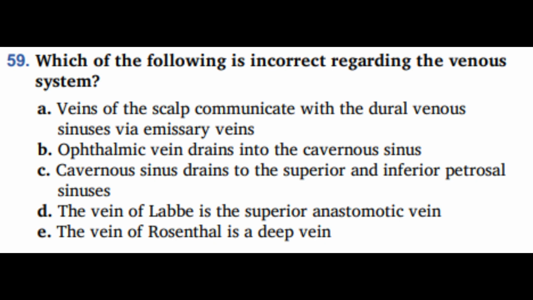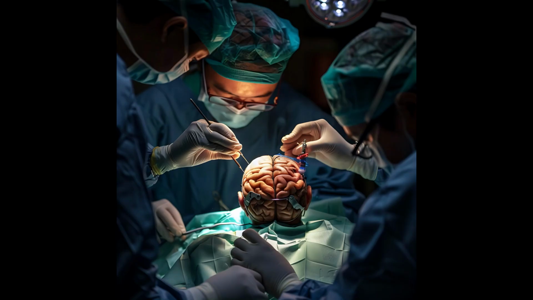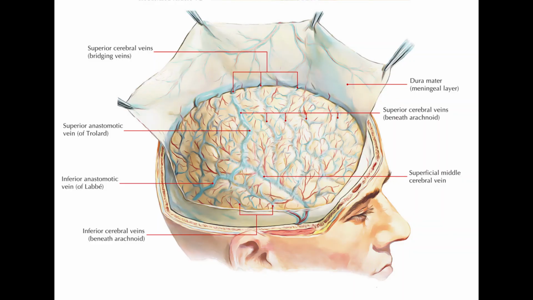Now, let us cut to the chase. The correct answer is D. The vein of Labbe is not the superior anastomotic vein. In fact, it is the inferior anastomotic vein. Let's break that down and much more. In order to understand this, or rather memorize this, you need to think like a neurosurgeon, working layer by layer. We're going to walk from superficial to deep, like we're opening up the head and peering into the brain.